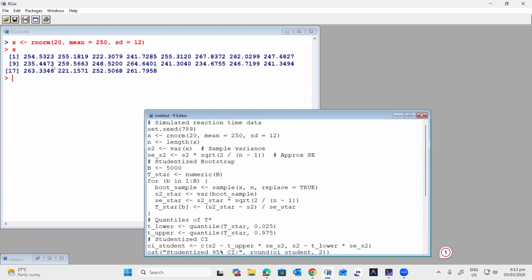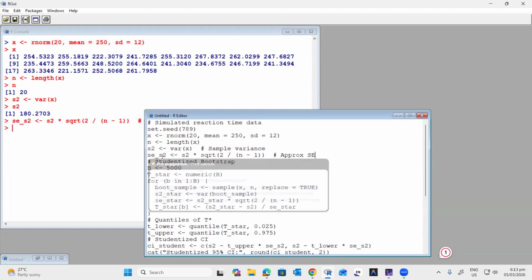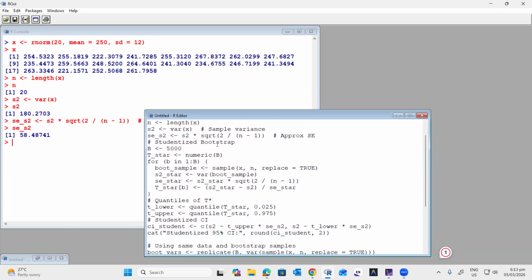So this is our random sample from the given data, and then we check the length of our data set, 20. Then we calculated the sample variance that was stored in S2, that is approximately 180, right? Then we calculate the standard error for the given variance, that is 58.48. After that, we are going to use the studentized bootstrap. So we are going to repeat it 5,000 times.